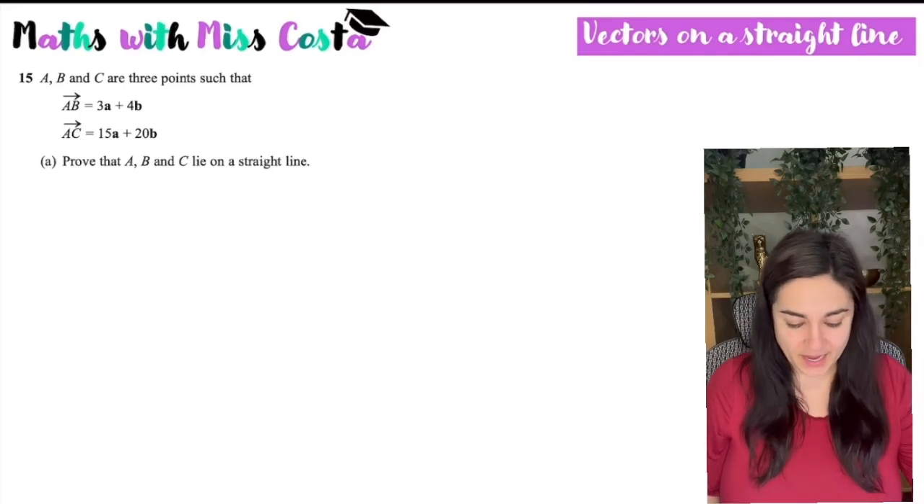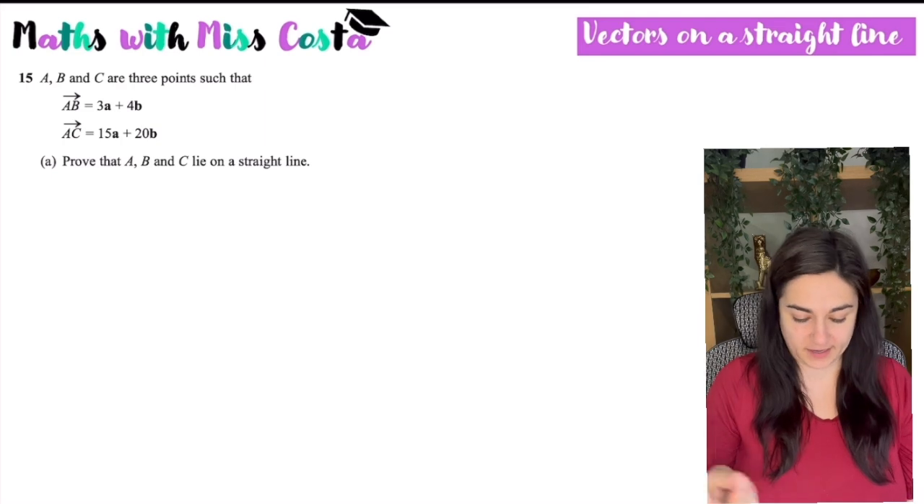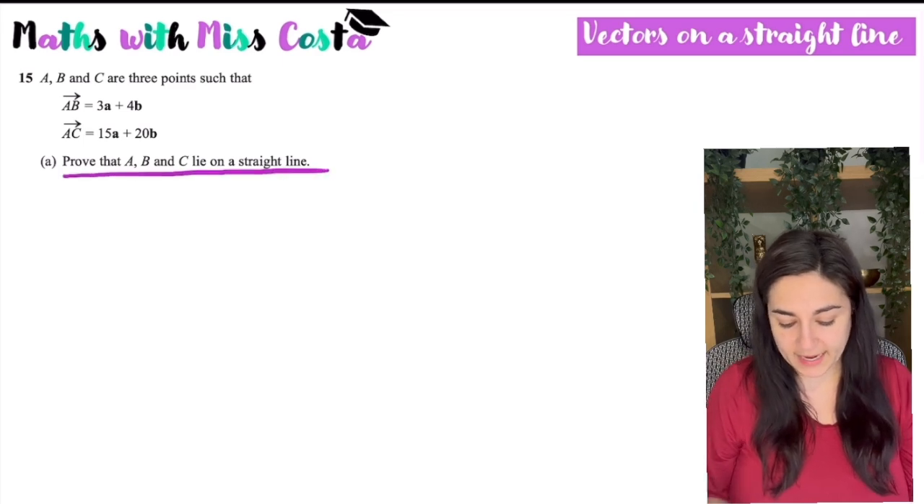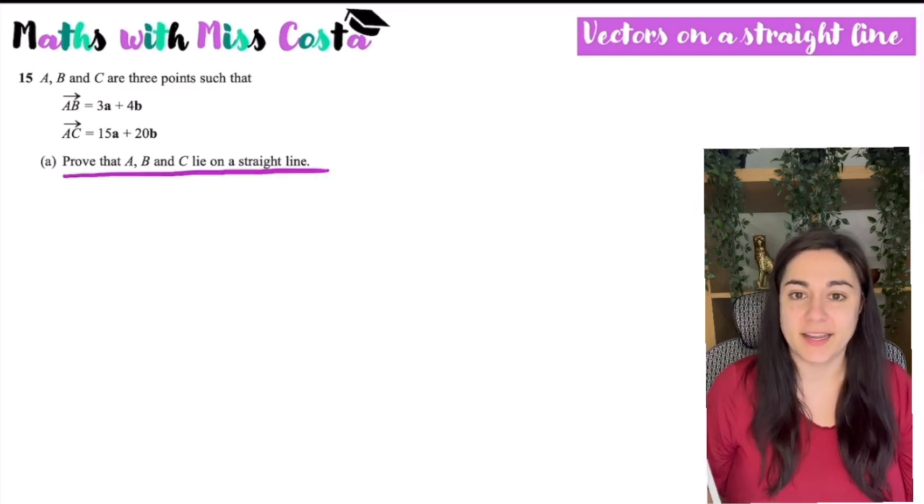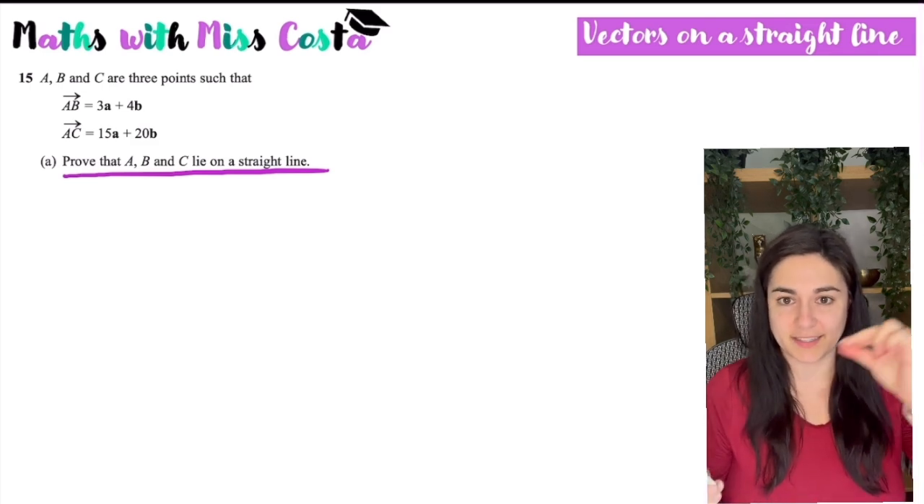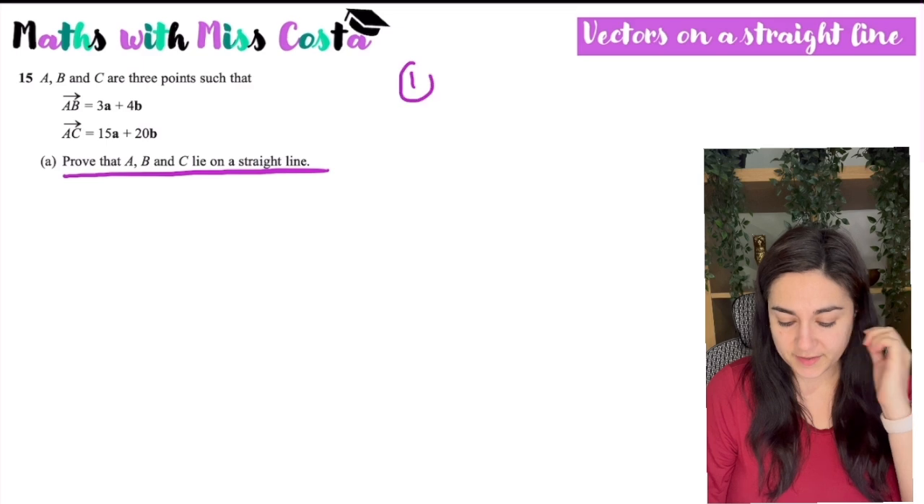Vectors question. We are told that A, B and C are points such that AB equals 3a plus 4b and AC equals 15a plus 20b. We need to prove that A, B and C lie on a straight line. Now, in order to prove that points lie on a straight line, there are two things we need to show.